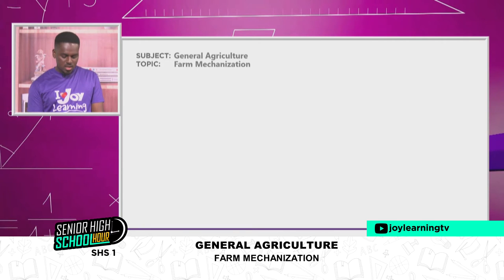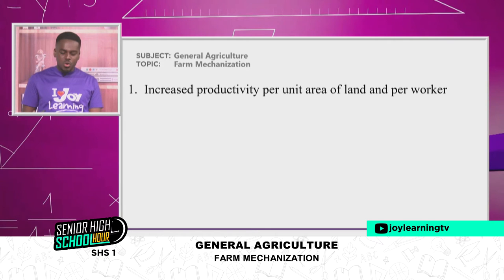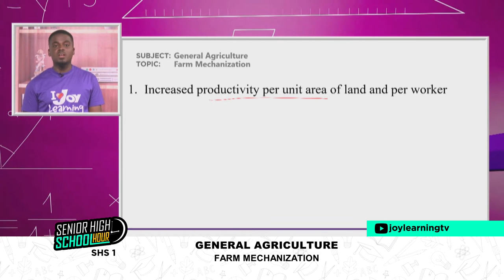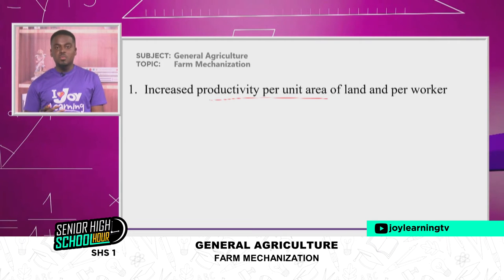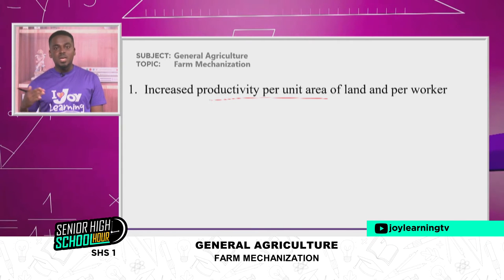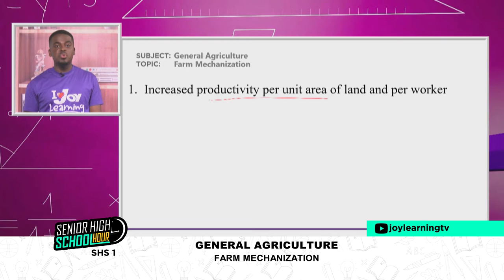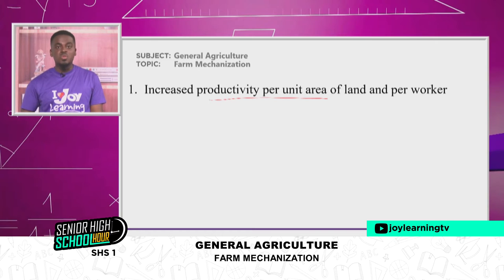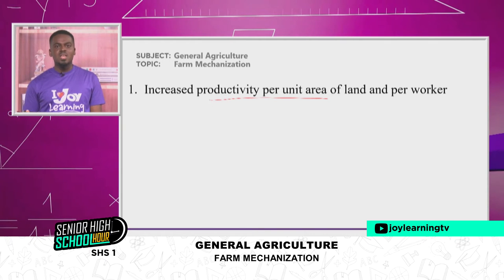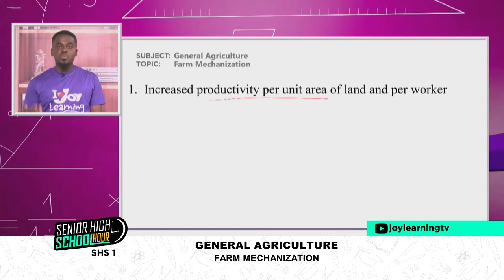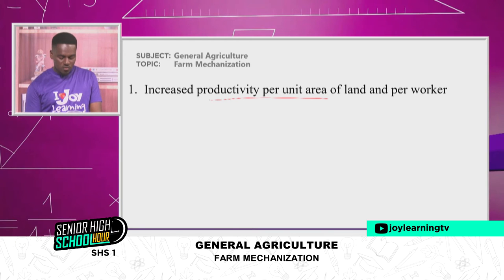The first thing is it increases productivity per unit area of land and per worker. With the use of machinery, you can undertake a lot of activities within a short period of time. Instead of spending the whole day spraying just an acre of land, with the use of a boom sprayer or a drum sprayer, within 30 minutes, at most an hour, you are done spraying your one acre of land. So you are able to be productive. You are able to do your work very well.